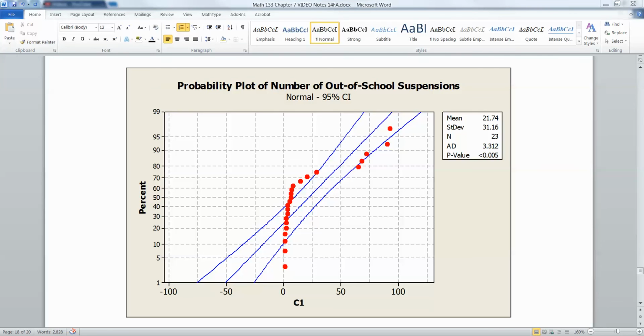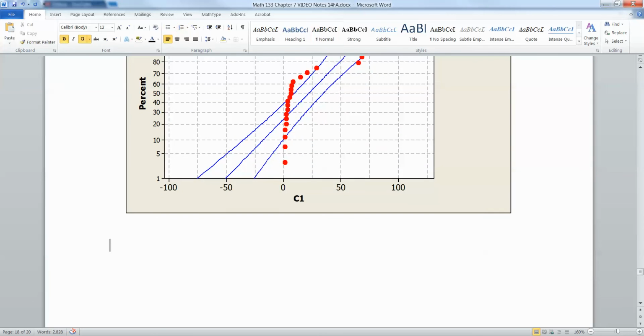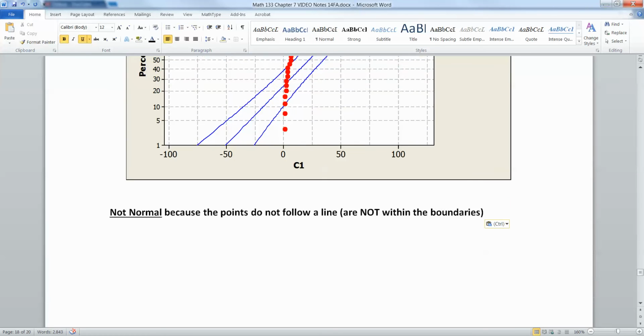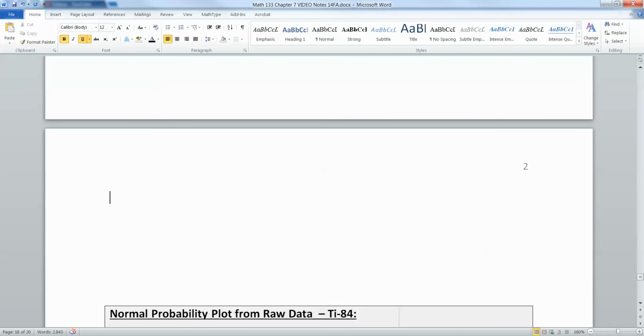Well, that is very much not normal, right? Because those dots do not follow a line. They are very much outside of the boundaries. So that is not normal. The original data set, excuse me, was not normal. All right, it's pretty much as simple as that.